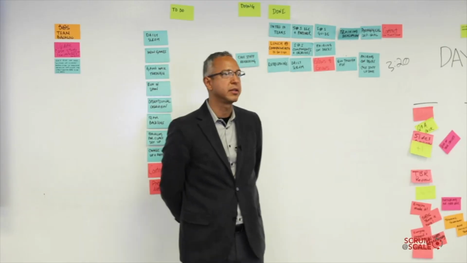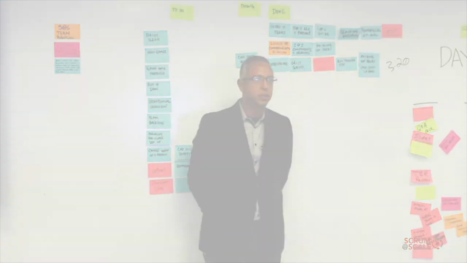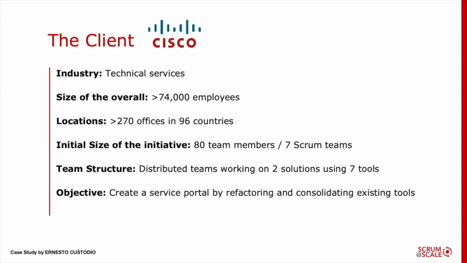I'm here to talk to you about using Scrum of Scrums and in particular team structure in a large distributed enterprise. The client in this case was a technical service company, a very large enterprise with about 74,000 employees distributed worldwide. The scope of this particular case study included 80 team members and 7 Scrum teams.